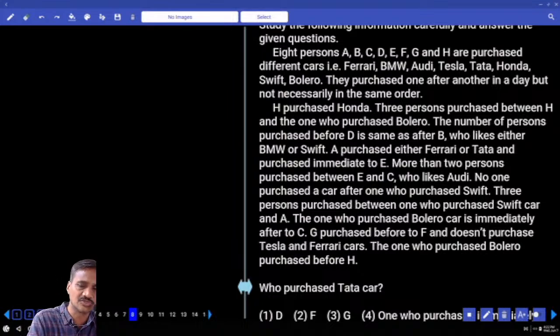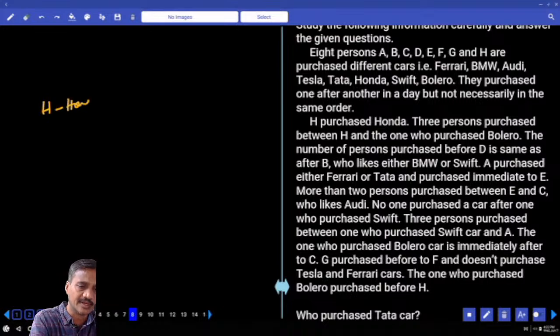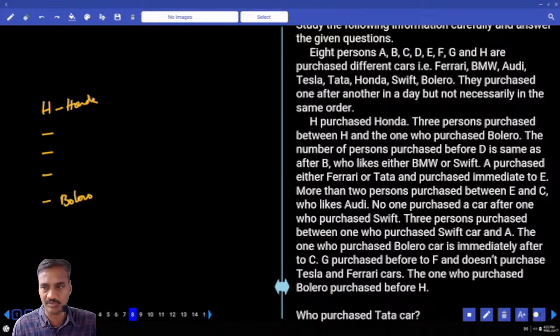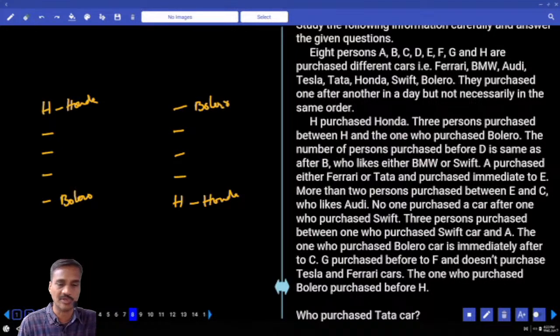Now H purchased a Honda. And 3 persons between H and the one who purchased a Bolero. Isn't it? If H is here, H purchased a Honda. And there are 3 persons between H and the one who purchased a Bolero. And there you go, H and the one Bolero. And now in the other way. Now H is here, H is Honda. And there are 3 persons between H and the one who purchased the Bolero. Now Bolero must be here. That means Bolero can be either above this H or below this H. And 3 persons between H and Bolero.